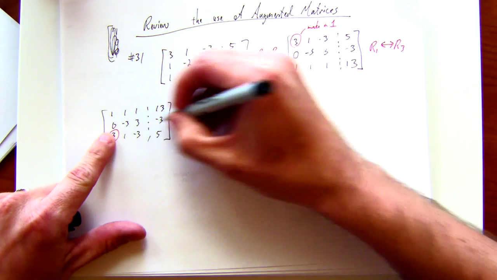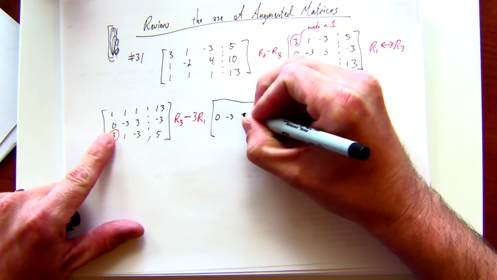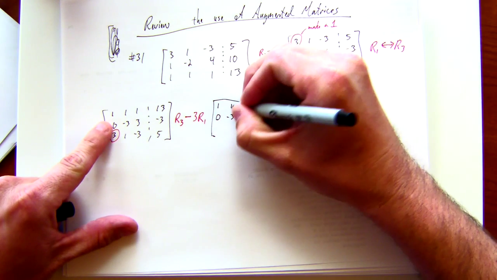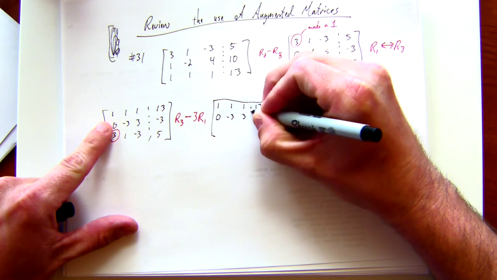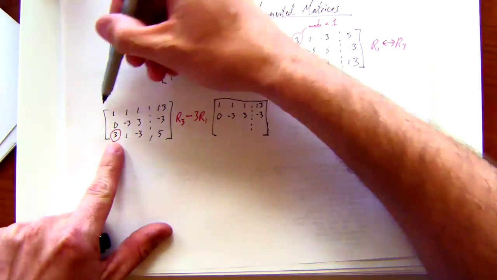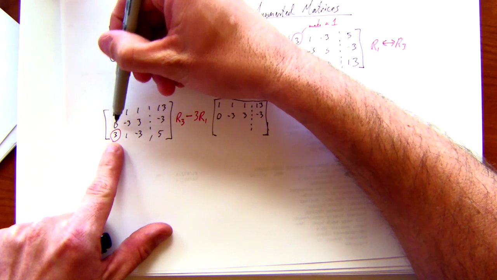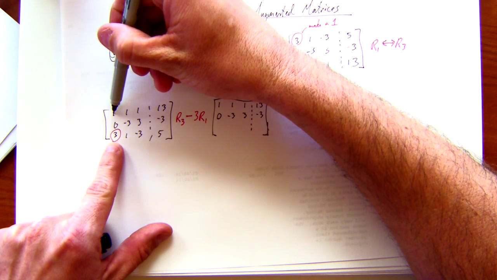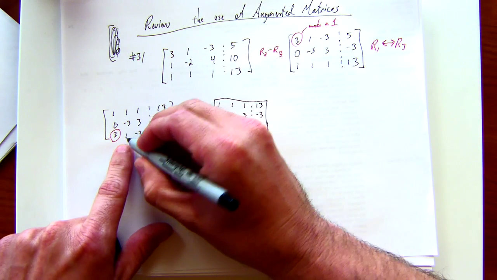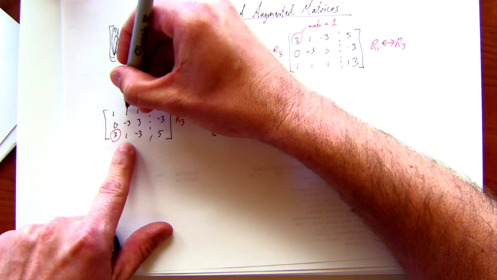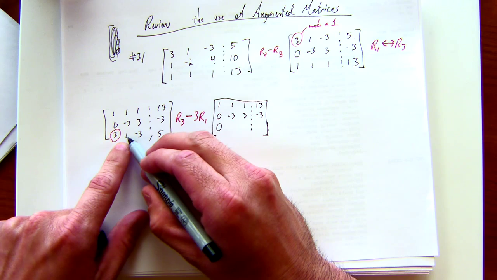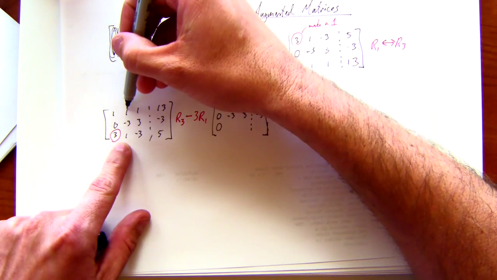Okay, so again, row 2 is not changing. I'm going to leave it there: 0, negative 3, 3, negative 3. Row 1 is not going to change. But now I'm going to take row 3, and I'm going to subtract 3 times whatever's in this column for row 1. So 3 minus 3 times 1 is 0. Then I have 1 minus 3 times 1, so this element, row 3, minus 3 multiples of this one.